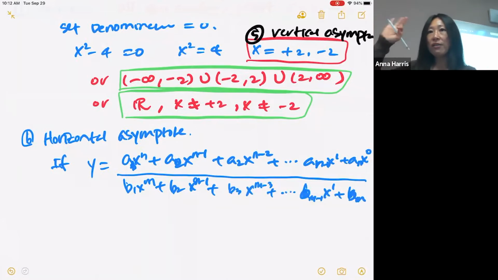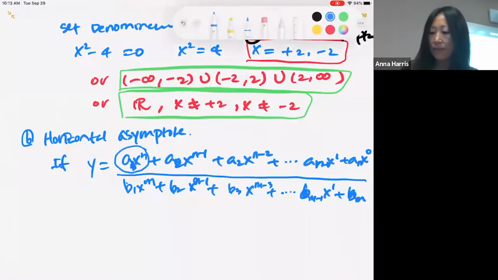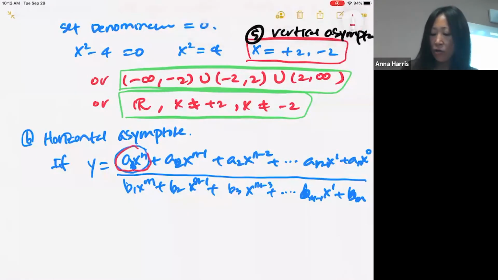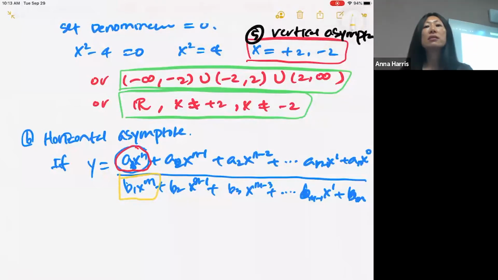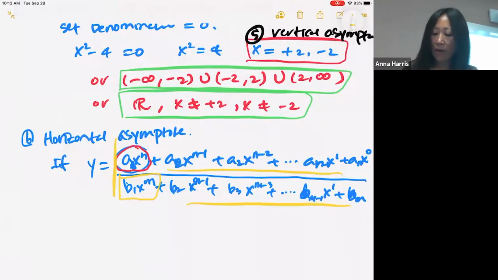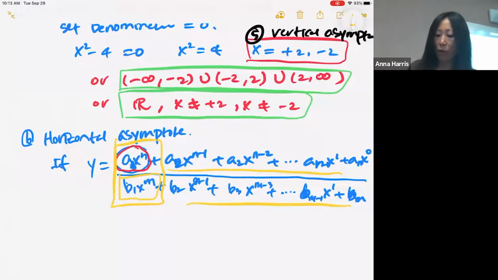In that case, you have 3 different choices. Don't worry about the rest of the terms, only worry about the highest degree. In this case, this is the highest degree in the numerator. In the denominator, that is the highest degree. Do not worry about the other parts. Only worry about the very leading term, the highest degree of that polynomial. All right, so we have 3 different cases you gotta worry about.